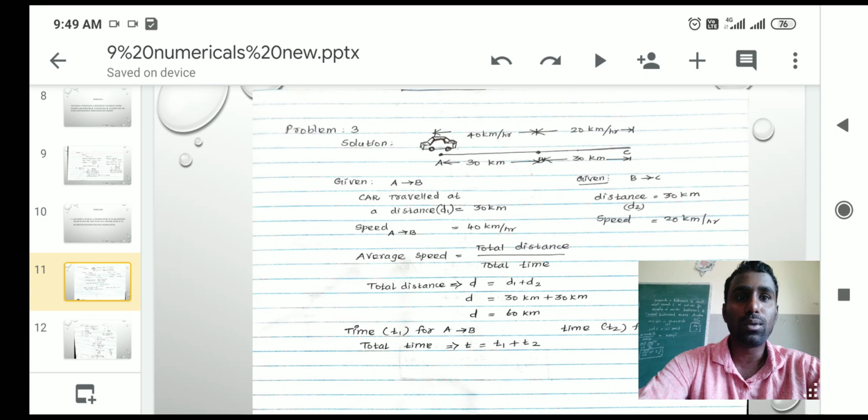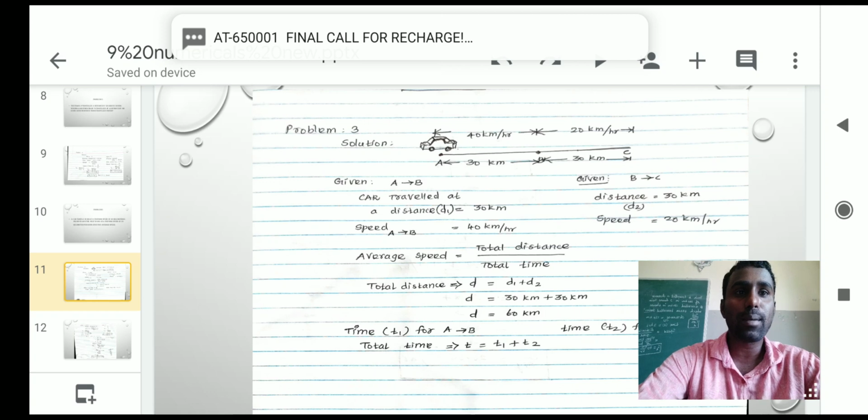Average speed equals the formula total distance divided by total time. So total distance D equals D1 plus D2. So D equals 30 km plus 30 km, D equals 60 km. So we found total distance. So we need total time. From the given data we have to find the time for each separate case.